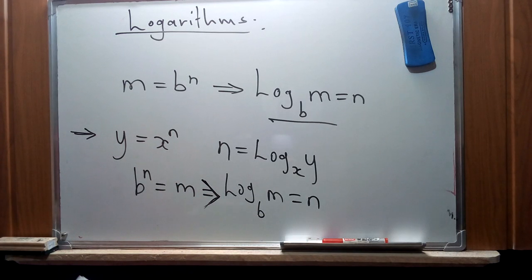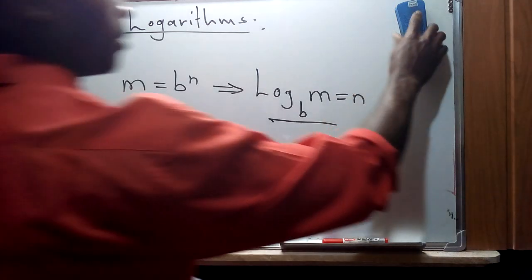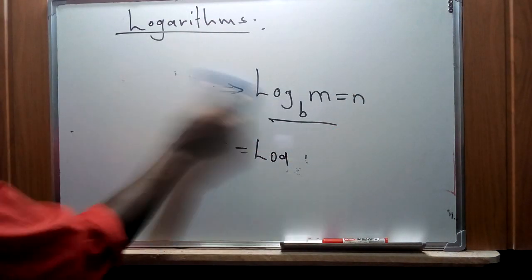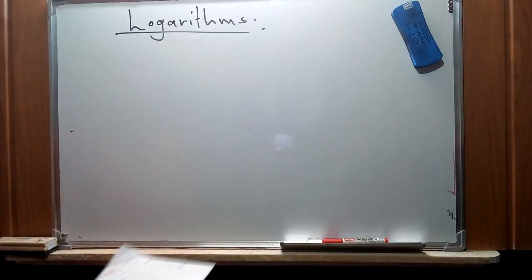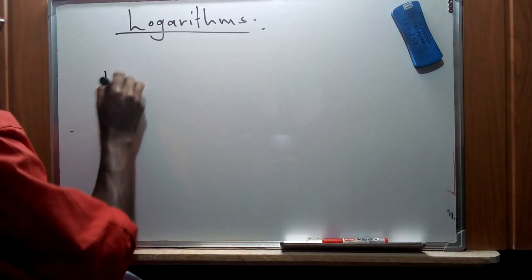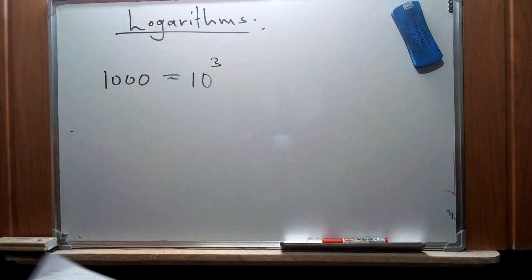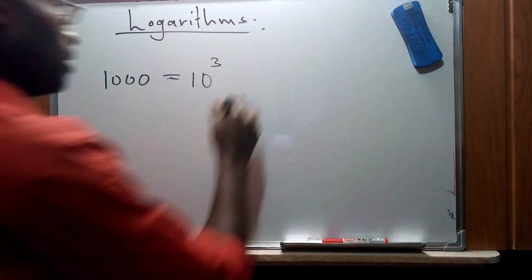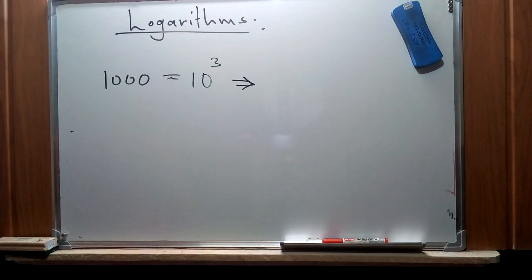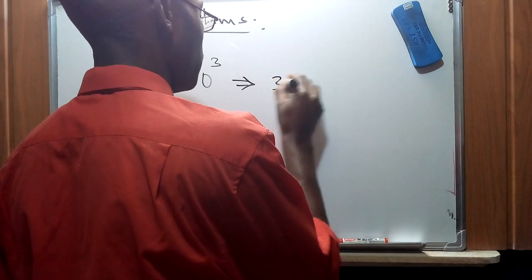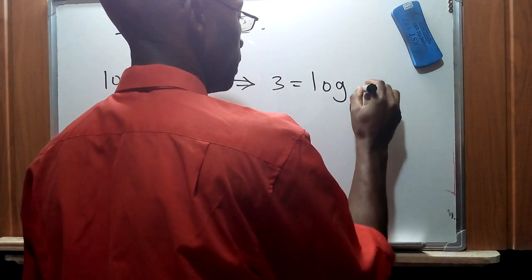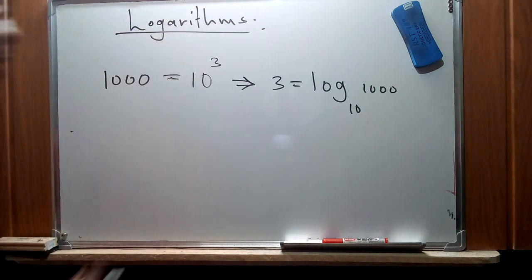So we're going to give a number of examples using ordinary numerical figures in order to illustrate this relationship between the two that we have talked about. Suppose we have a number like 1,000. This can be written as 10 to the power of 3 as an exponent. Therefore, from what we have stated, 3 is equal to log to base 10 of 1,000. So that can be written as that.